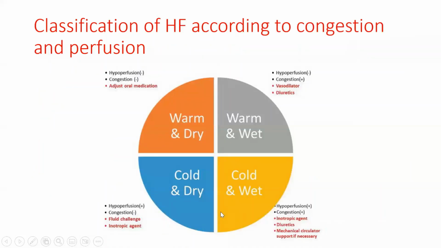Okay, good. Now you always have to put your patient in one of these four: warm and dry, warm and wet, cold and dry, and cold and wet. Warm or cold depends on the status of the perfusion. Dry or wet depends on the status of congestion. The gloomiest prognosis is cold and wet, and the best is warm and dry. And for each one, you have a set of management protocols.